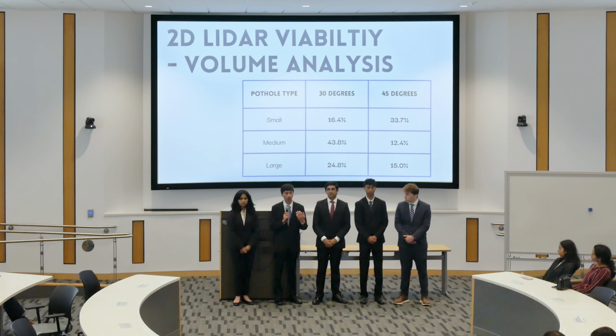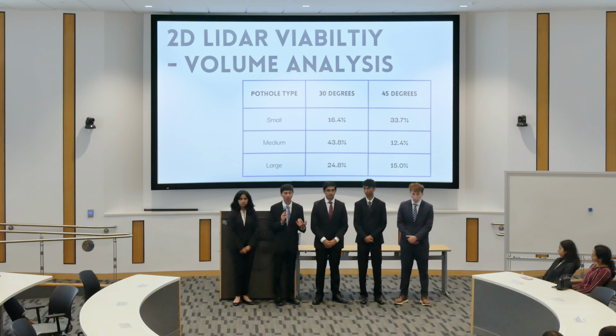Here, as you can see, we tested 30 and 45 degrees with 3 sizes of potholes. The 30 degrees was significantly worse at about a 26% error rate when compared to the 45 degree, which is about an 18% error rate. And this was tested across small, medium, and large simulated potholes.